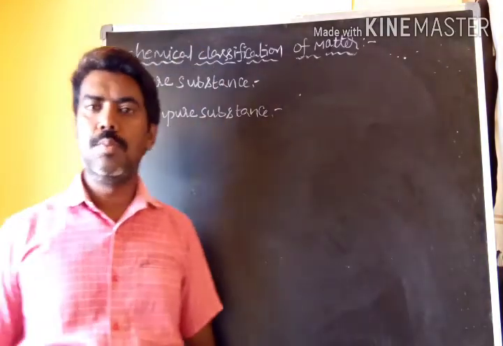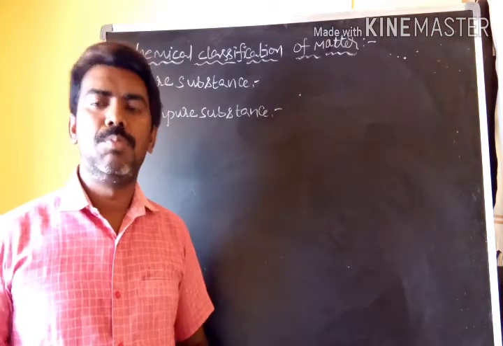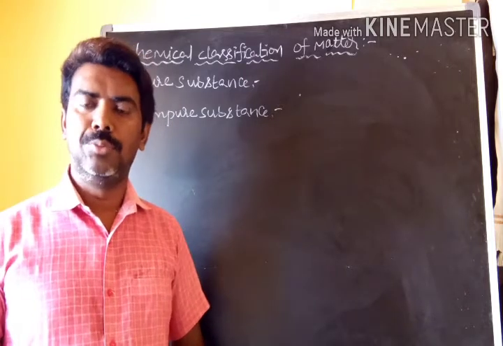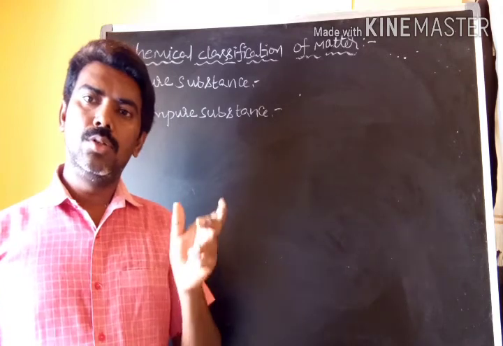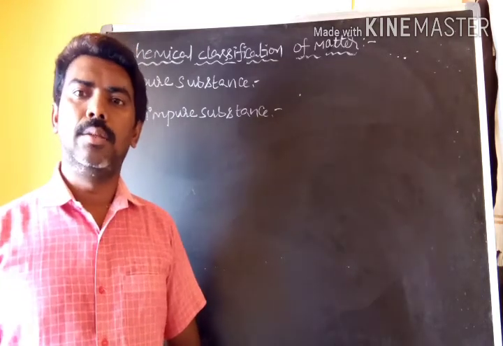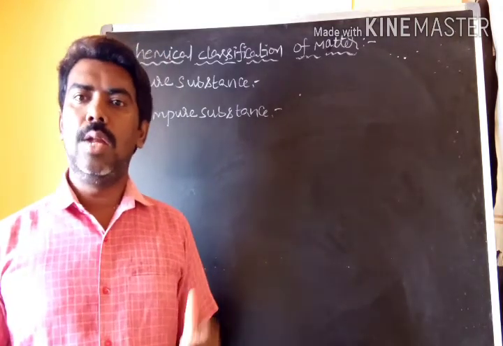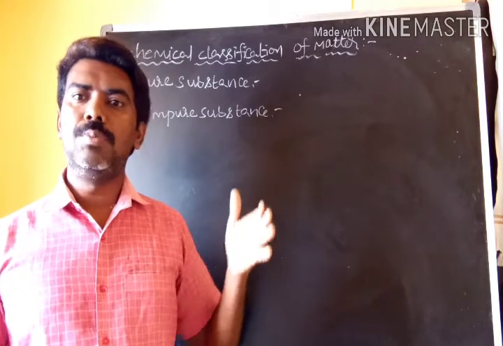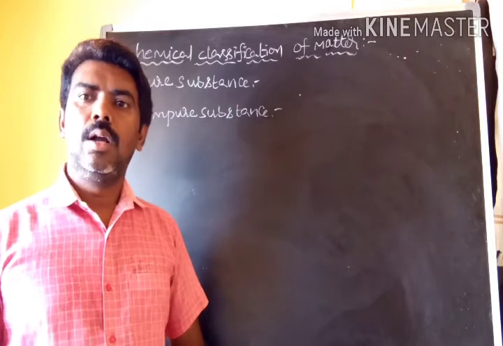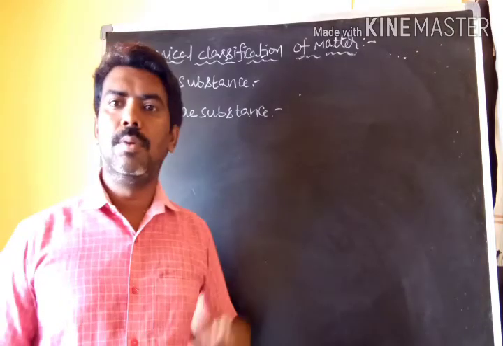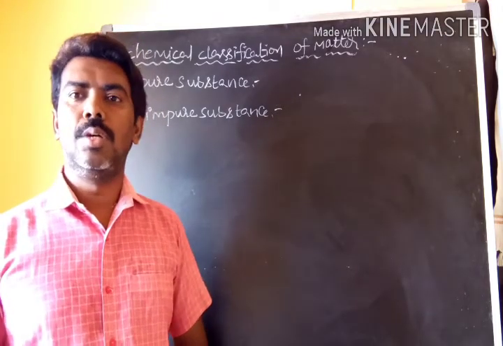What is the meaning of pure substance? A pure substance is a substance made up of only one kind of atoms. A compound that consists of only one kind of matter is also called a pure substance. For example, the hydrogen element is made up of only one kind of hydrogen atoms, so it is a pure substance. Nitrogen is also made up of only one kind of atoms, so it is also an example of a pure substance.